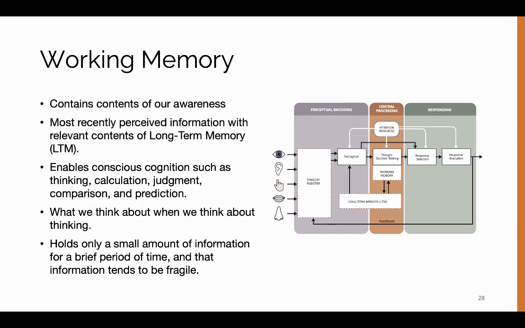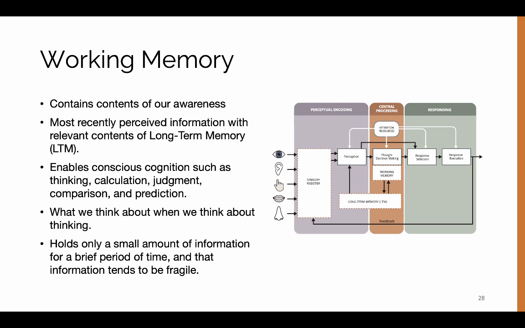So let's talk a little bit about working memory. That's this component right here. Working memory is kind of the contents of our awareness. So most recently perceived information and the relevant contents of long-term memory is what goes into our working memory, and you can see that here. So here's our working memory. That's where we can do thinking and decision making and all of those kinds of things. Stuff that we've recently perceived as well as information that we've recently retrieved from long-term memory. Those are the contents of our working memory.